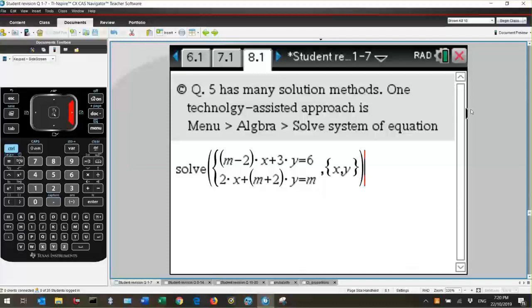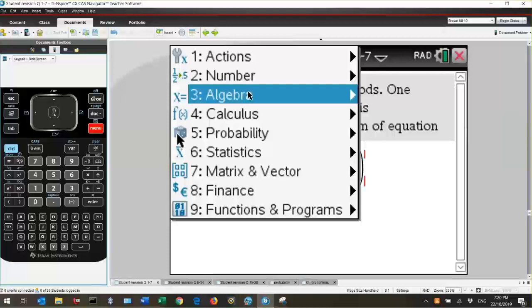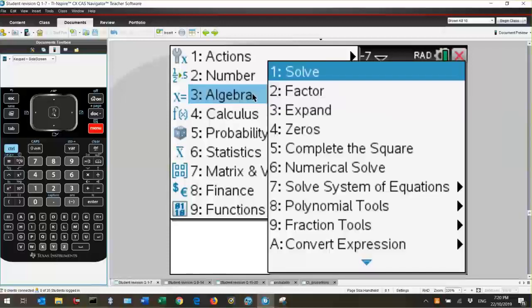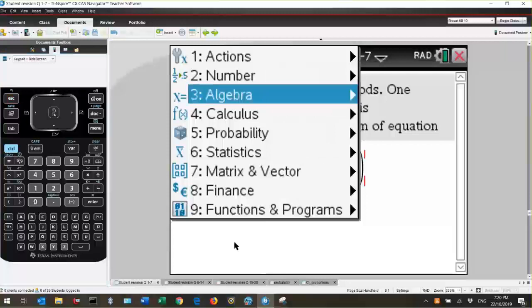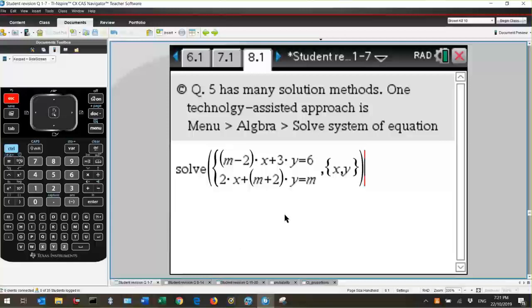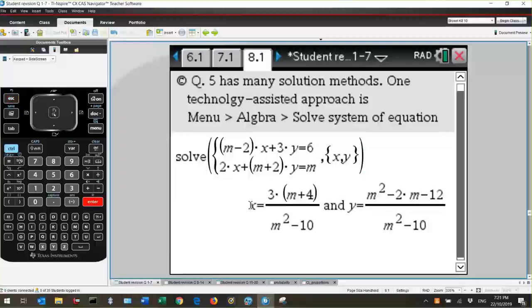One technology-assisted approach that you can use is to go to Menu and Algebra, Solve System of Equations, and just enter your two equations. You get the template coming up, you put in your equation, press enter, and you see that that's the value of x and the value of y in terms of m. So then ask yourself, when does that value of x and y not exist?